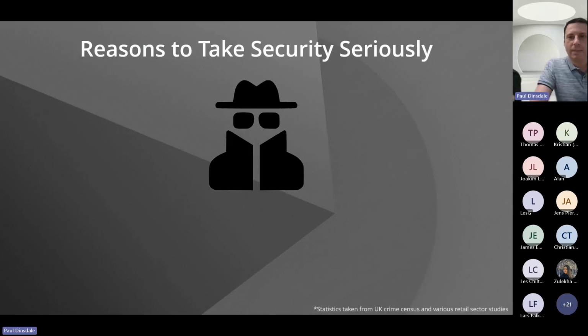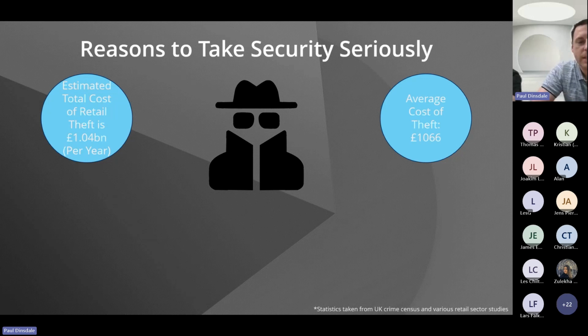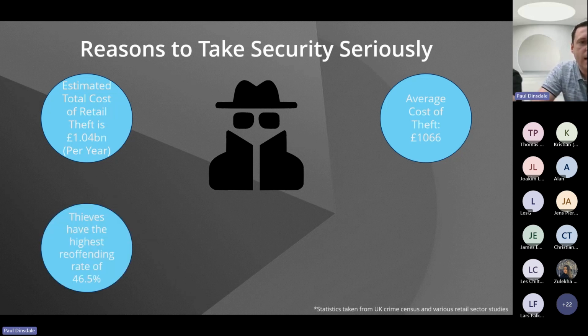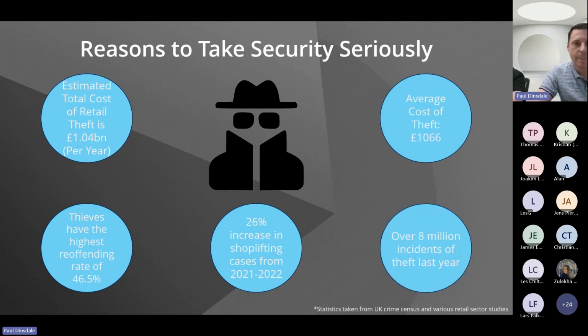But before we get to the good stuff, just a quick look at the stats. We've got some stats here from the UK crime census. The estimated cost of retail theft is about 1 billion, and the average cost is over £1,000. Obviously, thieves have the highest rate of reoffending at nearly 50%. And there was an increase between 2021 and 2022 of 26%. Obviously, we're all feeling the pinch at the minute, so I'm sure that stat will just go up. And there's been over 8 million incidents of theft last year.